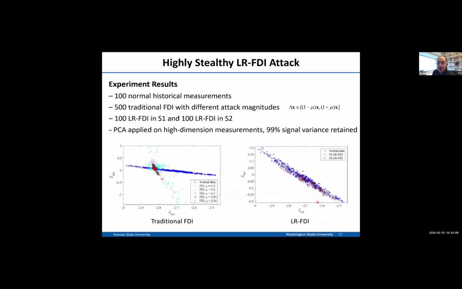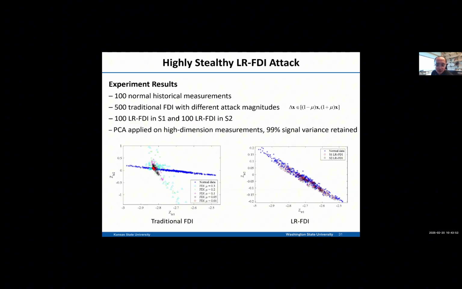Here we evaluate the stealthiness of our attacks against the machine learning detectors. For the testing stage, we generated 100 normal measurement data and 500 FDI attacks under different attack magnitudes: 100 FDI attacks for each attack magnitude, in total 5 different magnitudes. We also generate 100 low rank FDI attacks in each scenario. Then the defender can apply PCA on the high dimension measurements with two principal components, so 99% of the signal variance will be retained.